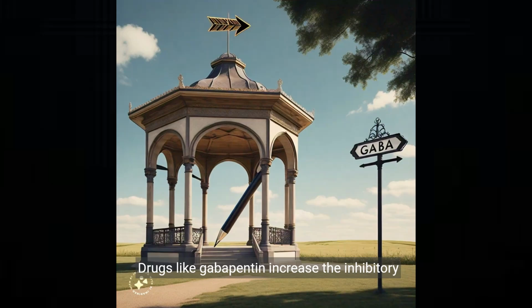Drugs like gabapentin increase the inhibitory neurotransmitter activity in the CNS by increasing the release of GABA in the neuronal terminal. Notice the forward-pointing arrow at the top of the gazebo in this image. You can mentally visualize a nerve terminal and associate the forward arrow as increased release of GABA. Take note of the GABA signpost too. The large pen in the gazebo symbolizes the drug in this class, gabapentin.